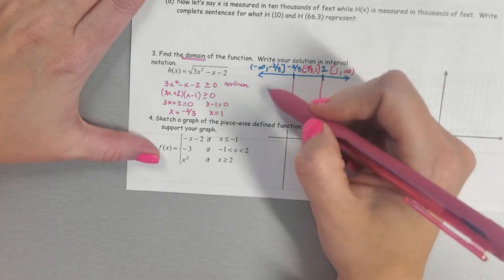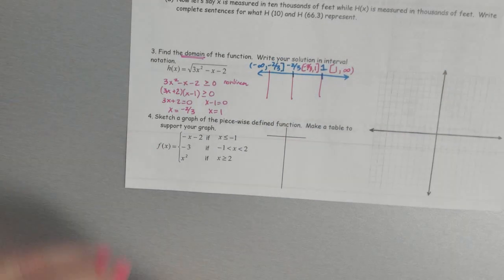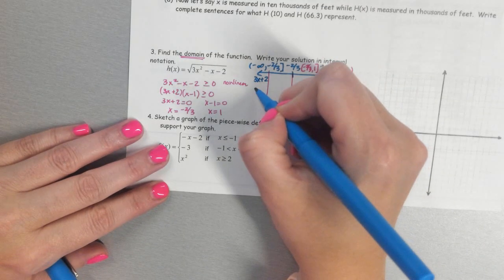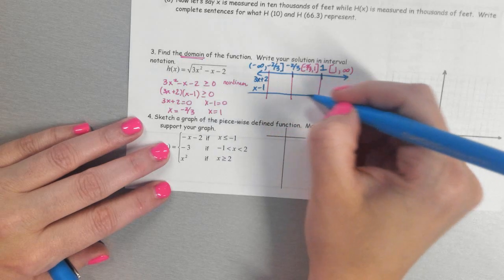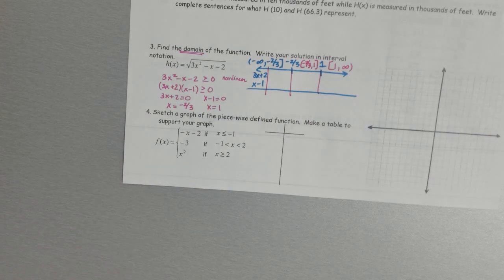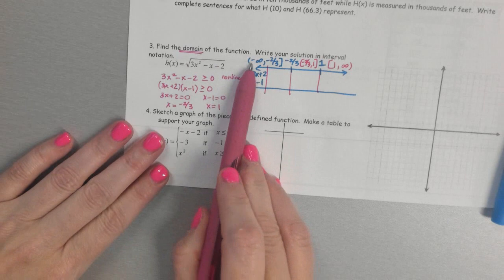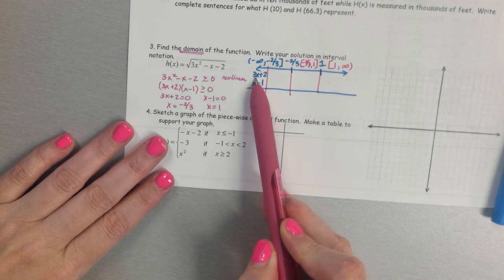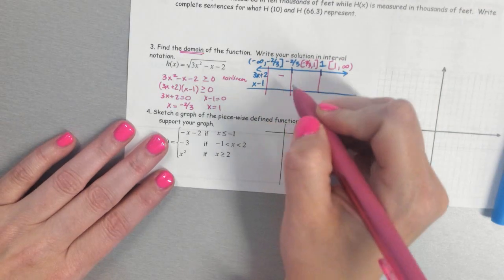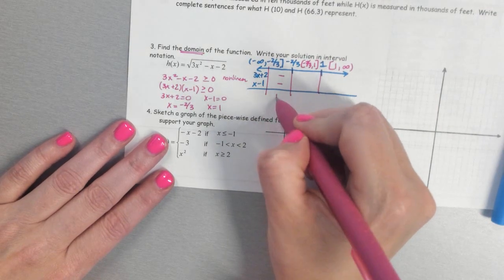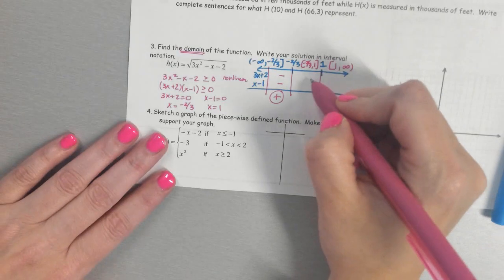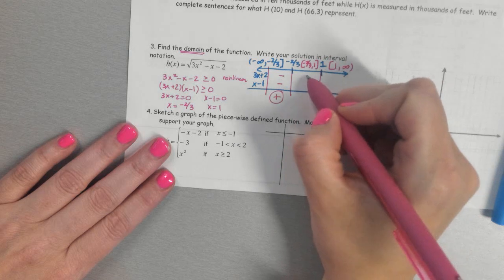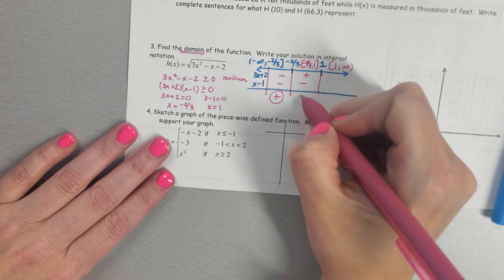And then remember how you can make the table. You're going to put your factors here. So your two factors are 3x plus 2 and x minus 1. And then you're just going to do test points. So pick a value that's in between negative infinity and negative 2/3. Negative 1. So this would be negative 3 plus 2. That's a negative. Negative 1 minus 1 is a negative, so that will be a positive. Okay, between negative 2/3 and 1, 0 would be the easiest one. So that would be 2 and negative, so that would be a negative.